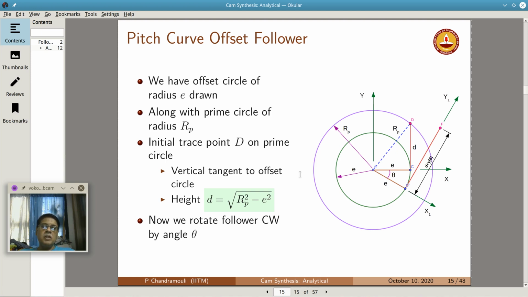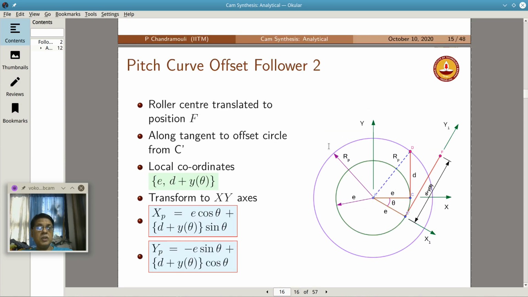Now, if you look at the coordinates along the x and y axis, remember that everything is being marked. The xy axis is out here, and the x1 y1 axis is out here. If I look along the x-axis, this is the coordinate of this point f. It is moved from the center A by the amount e, and along the y-axis it has a coordinate of d plus y of theta, which is shown in the next slide.